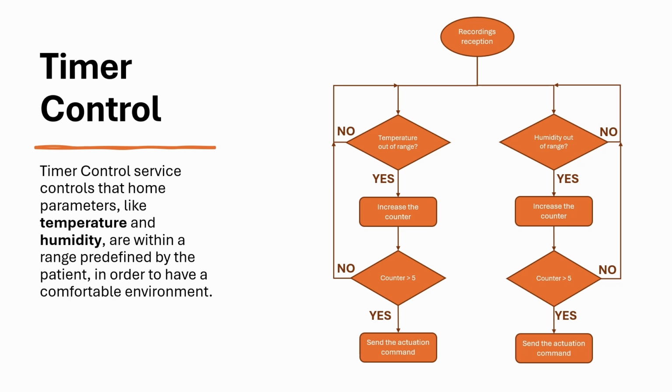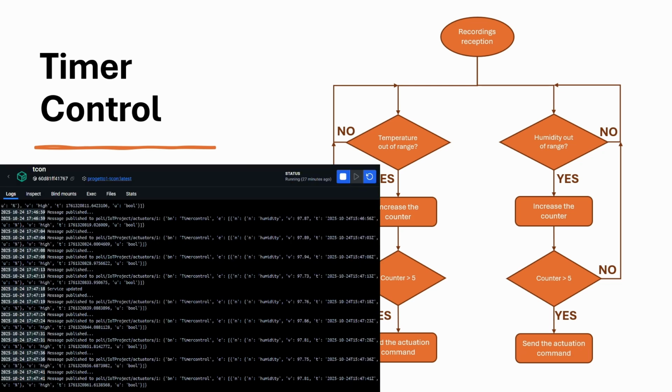we increase a counter. When the counter of temperature values or humidity values out of range exceeds 5, we send the actuation command, so it activates the heating system or the humidity system.